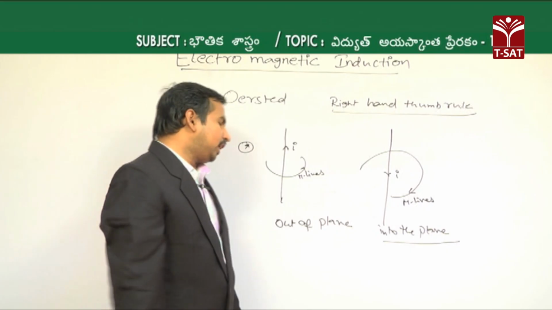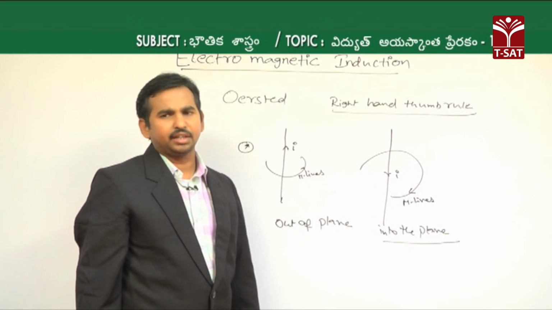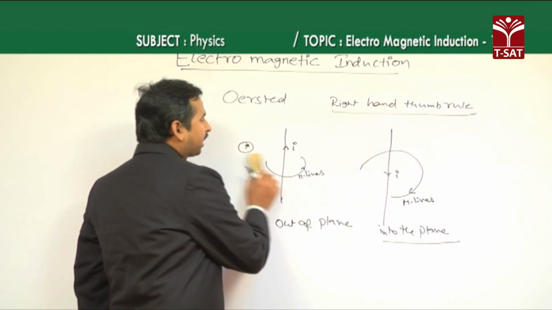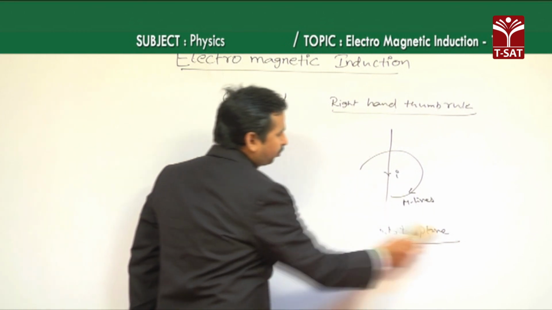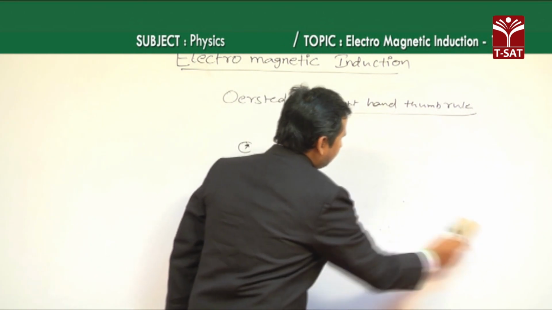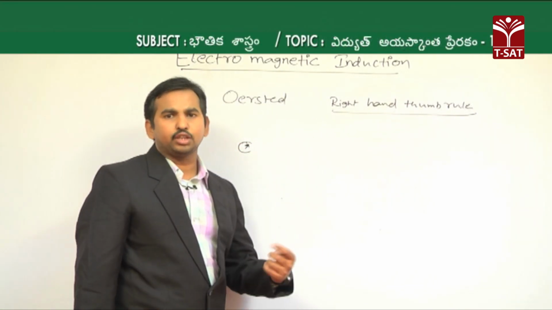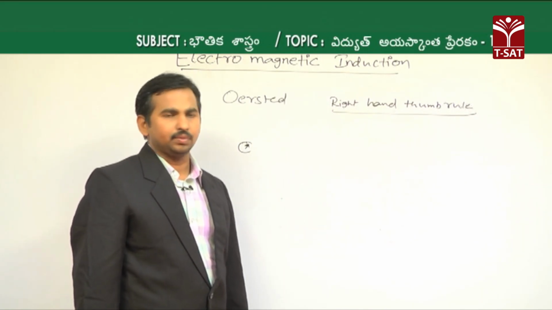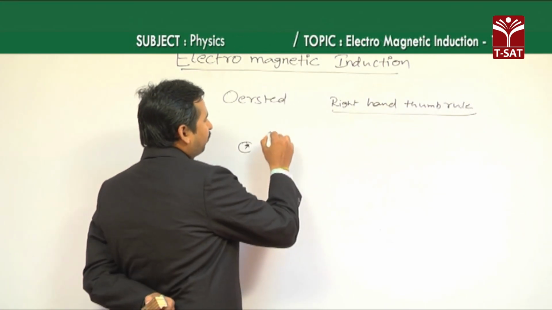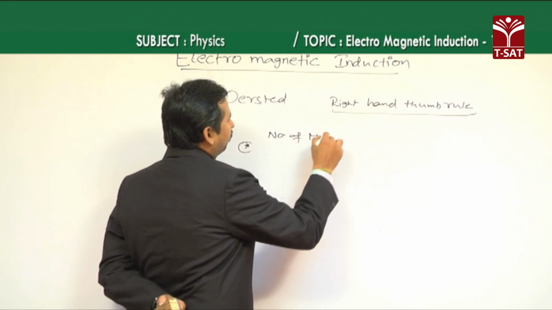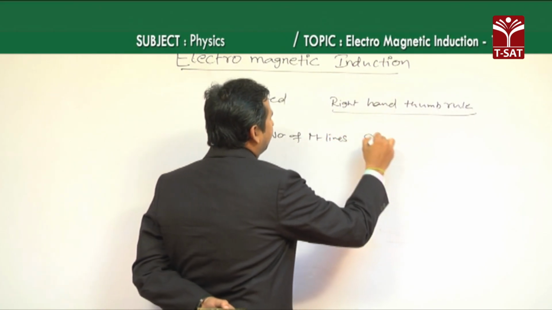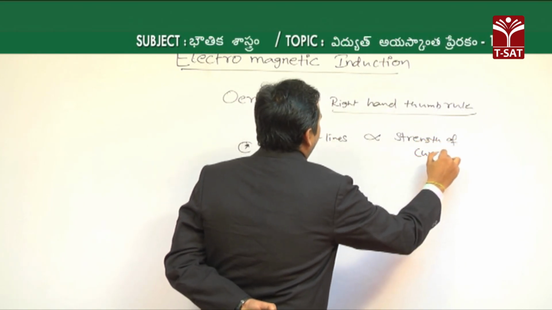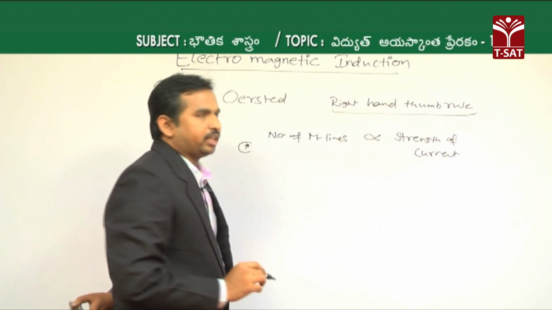Okay. Now, if you are taking the magnetic lines of forces around this straight current carrying wire, if you see the properties here, these magnetic lines of forces are always directly proportional to the current. Whenever you increase the strength of the current, gradually the number of magnetic lines of forces also increases. The number of magnetic lines is directly proportional to the strength of the current.